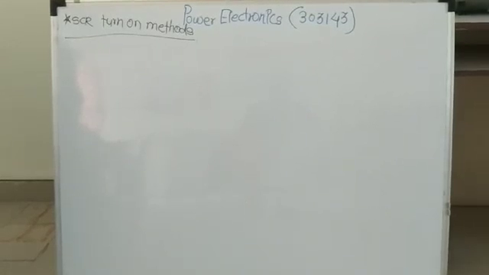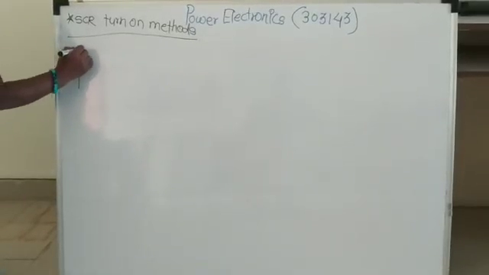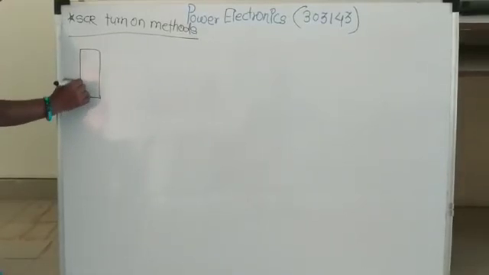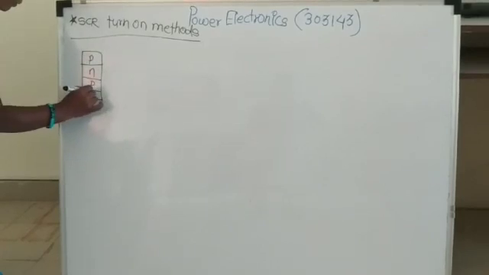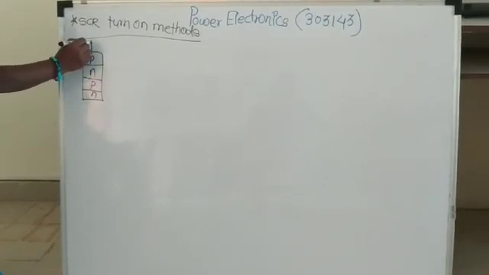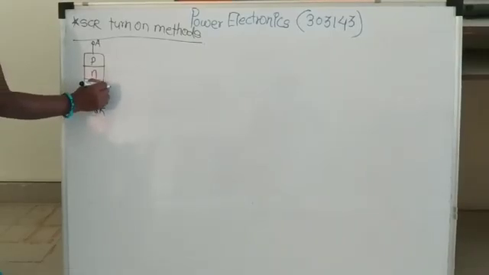Now, why different methods are used? Because we know the SCR is a four-layer structure having alternate P and N layers. These are the P, N, P, N. These are the different layers having three terminals: anode, cathode, and gate.